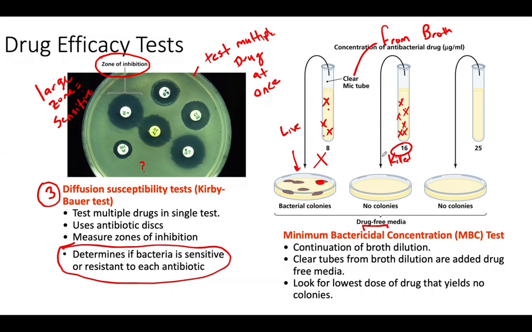So those are 4 drug efficacy tests that give you different information. So it's really important to understand what information do you need to know about this drug. Do you want to know what's the lowest dose that kills the bacterium? Well, that's the MBC test. Do you want to know the lowest dose that inhibits the growth of the bacteria? We have 2 tests to do that. Or are you trying to figure out for any one bacterium, which drugs is it sensitive to, which drugs is it resistant to? And so that's achieved through these different drug efficacy tests.